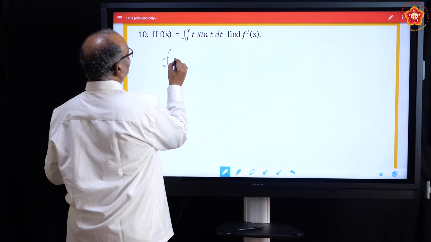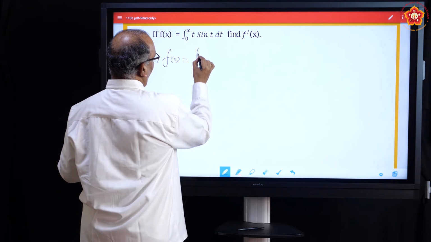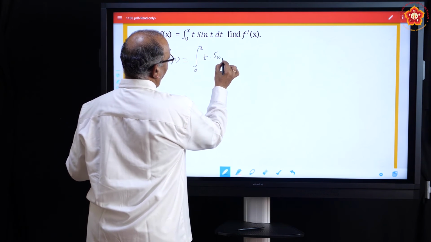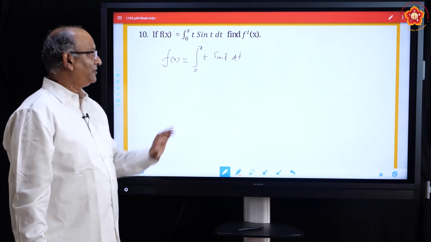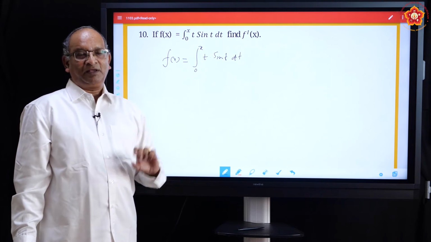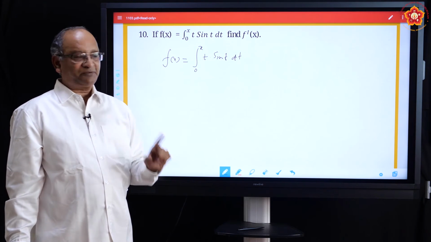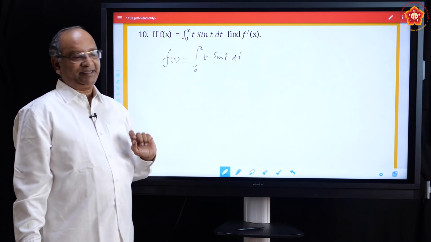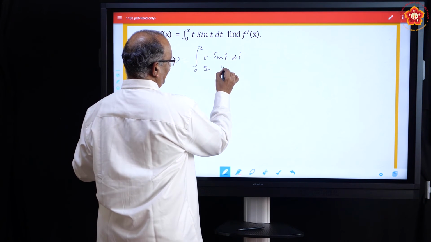What is f of x? Integral from 0 to x of t sin t dt. Don't worry about limits. The same product formula which we used in the previous problem, use that formula to integrate this. We have t and sin t. So take t as first function and sin t as second function.